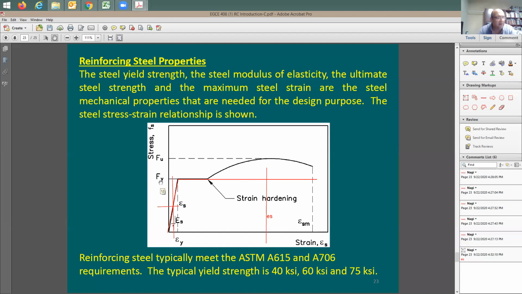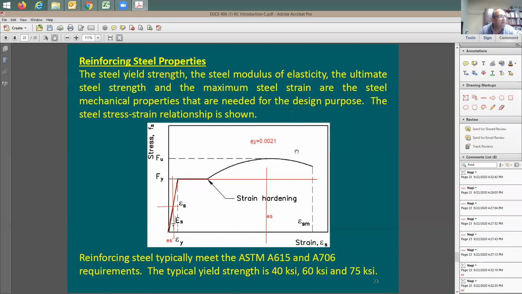For the same section, what I want you to do is to find epsilon S prime. So I'm going to put it right here, epsilon S prime, just as an example. It was lower than the yield strain. And how much is the yield strain? Anyone recall this? A very rough number. 0.002, right? Okay, good.